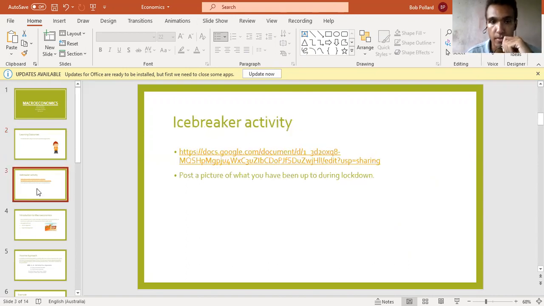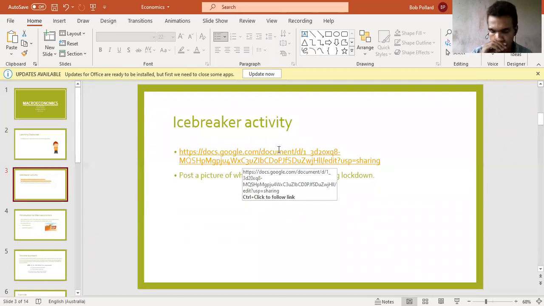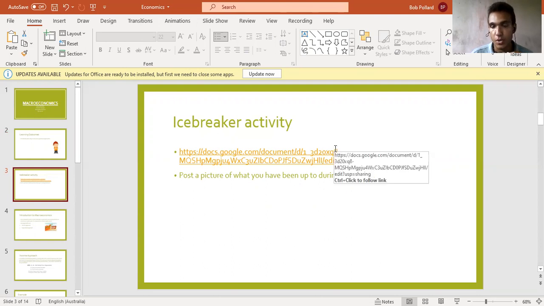But before we go straight into the work, let's have some fun activity to share with the students around us. Since we're in lockdown, I want us to share what you have been up to during the lockdown period. So I want you to post a picture. Click on this link here. It should take you to this Word document.